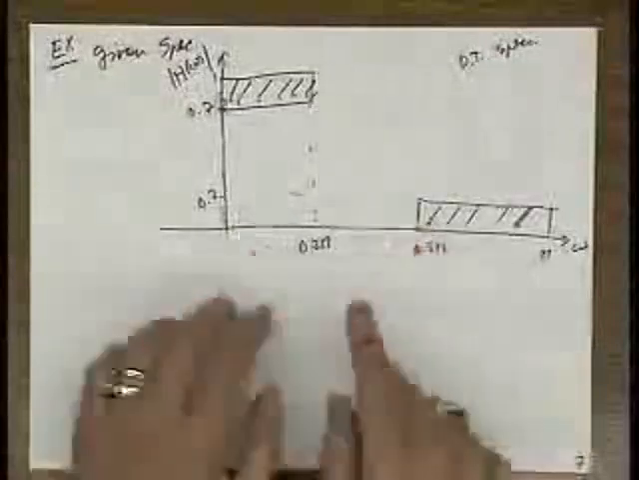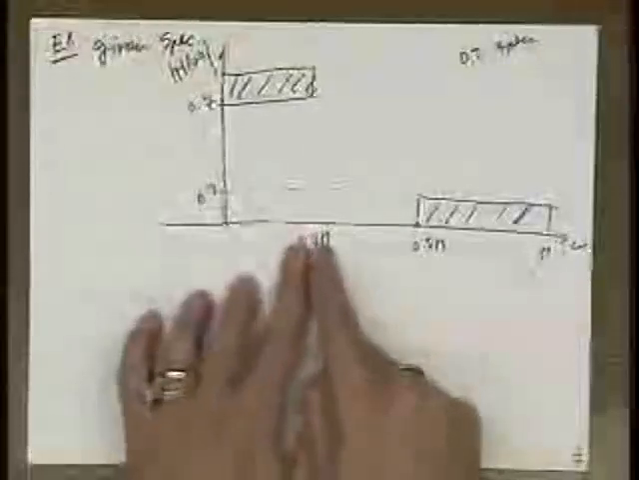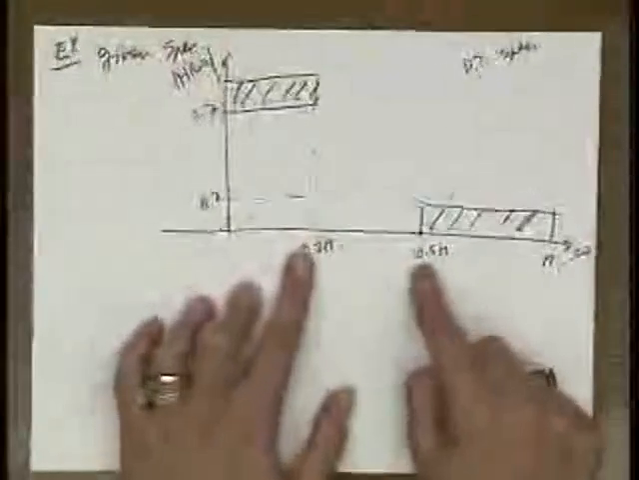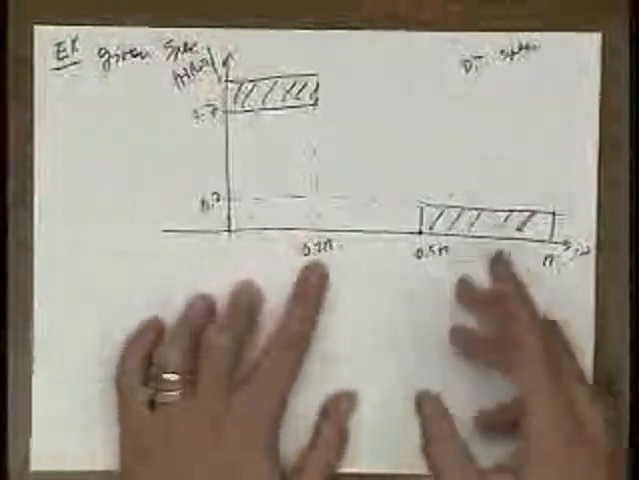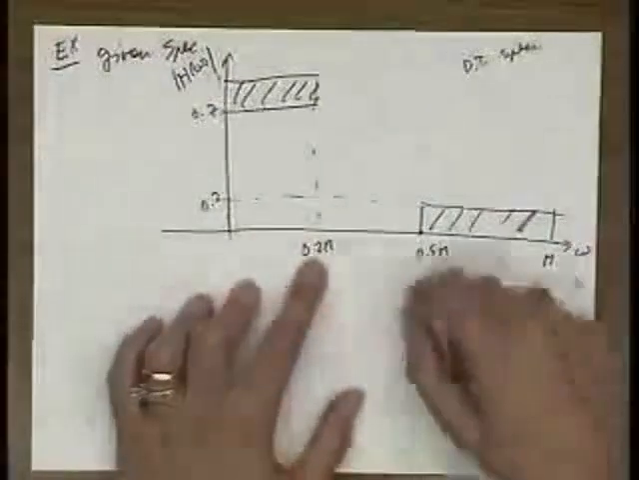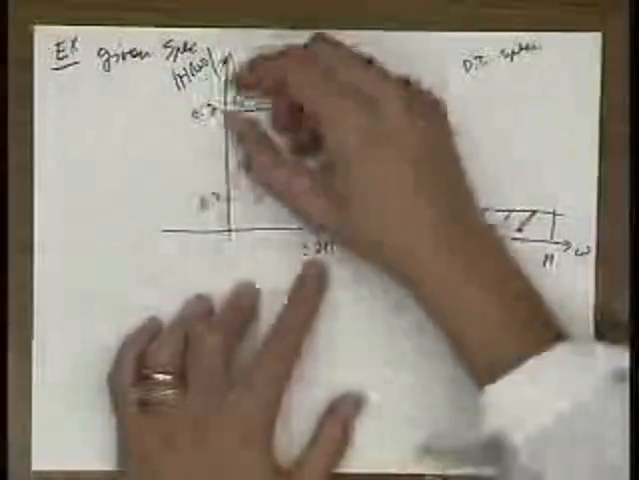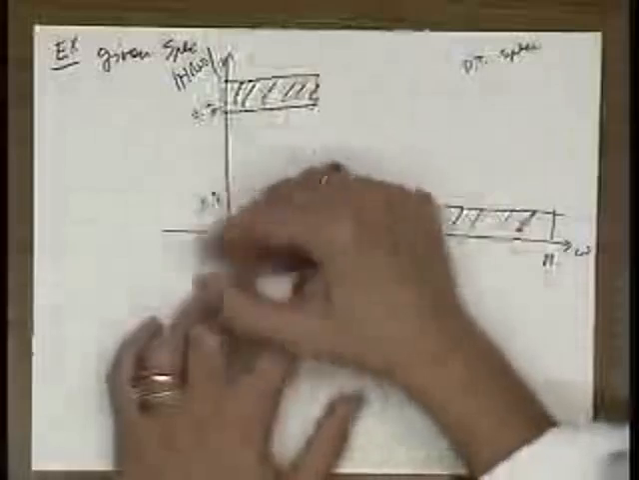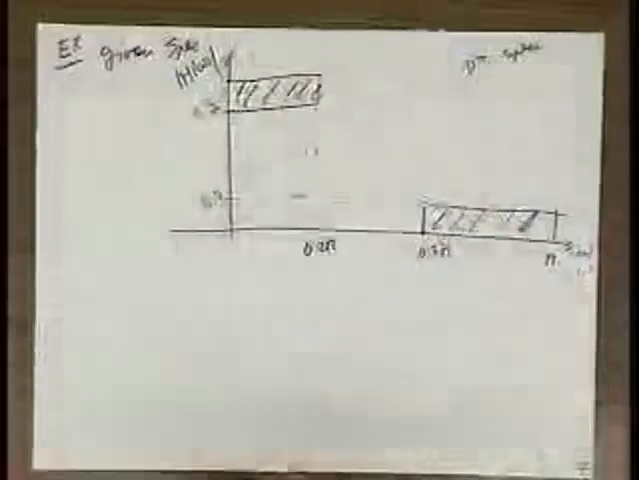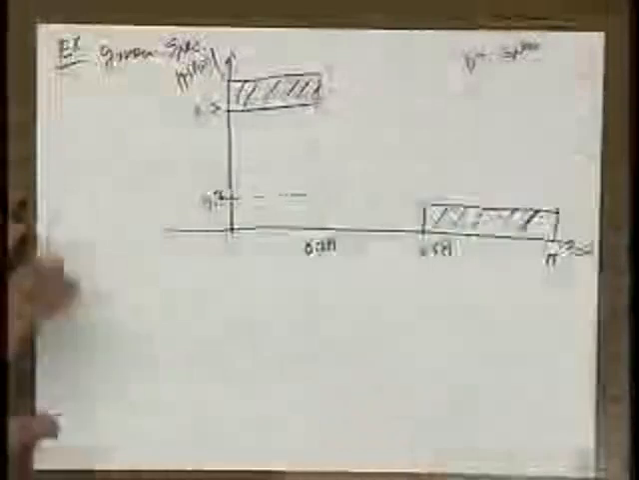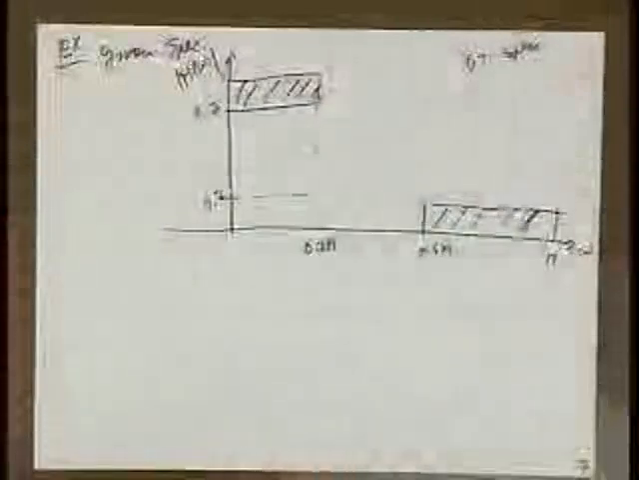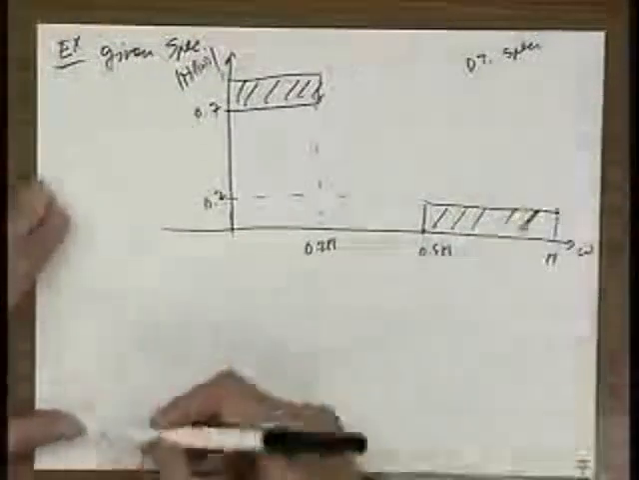The specs are a lot looser. Before, we had to transition from 0.2 pi to 0.3 pi. Now we have 0.2 pi to 0.5 pi, so the transition width is literally 3 times as big. Before, we had a tighter spec here. The ripple had to be smaller. Now the ripple is bigger. Across all dimensions, no matter which way you look at it, it's a looser set of specs, so you expect to get a lower degree filter.